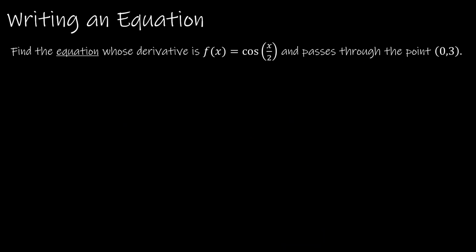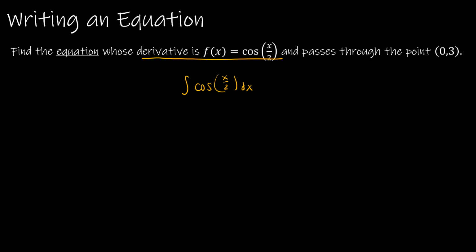For our last question, we're actually going to find the equation whose derivative is the cosine of x over 2 and passes through the point 0,3. So just as I have on all of the other questions, I know that the derivative is the cosine of x over 2, so that means I need to take the integral of it to find the original function. So cosine x over 2 dx.